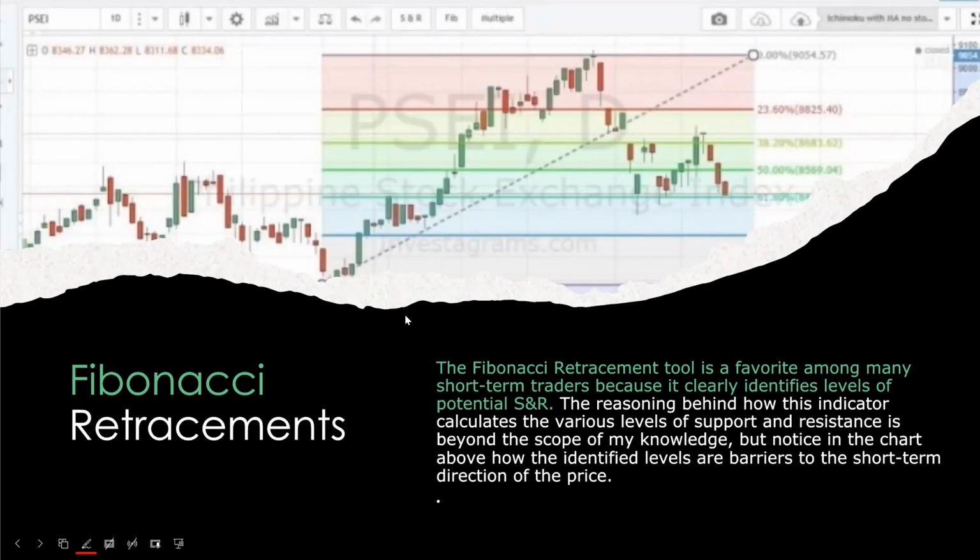I don't know. The Fibonacci retracement tool is a favorite among short-term traders because it clearly identifies levels of potential support and resistance. The reason behind how the indicator calculates these various levels of support and resistance is beyond the scope of my knowledge. I'm not going to try and break down the mathematics behind it for you guys. I have no clue how that works.